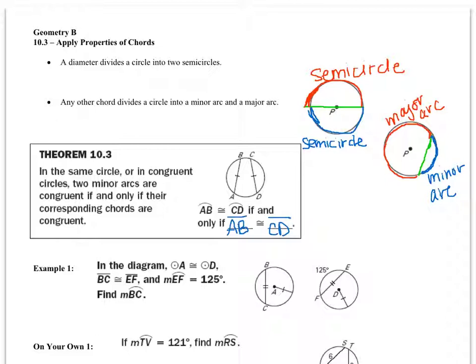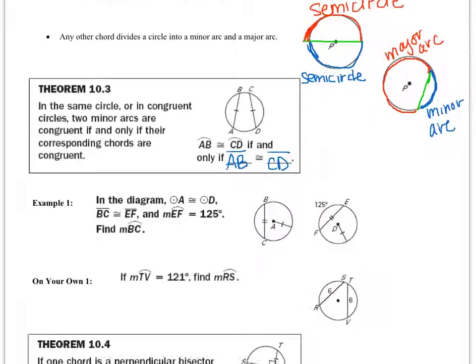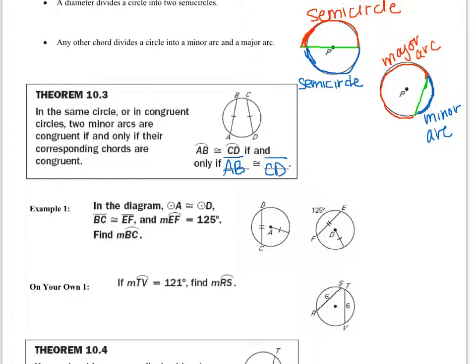So let's look at this example here. It says example 1. In the diagram, circle A is congruent to circle D, so we know they're congruent circles. If segment BC is congruent to segment EF, so that's marked, and the measure of arc EF is 125 degrees, so that's drawn on here as well, find the measure of arc BC. Well, because of this theorem we just talked about, since these two chords are congruent, these two arcs are going to be congruent as well. So the measure of arc BC is also going to be 125 degrees.